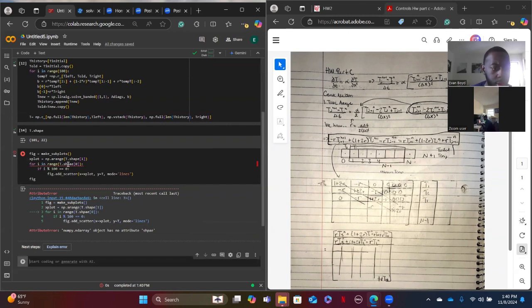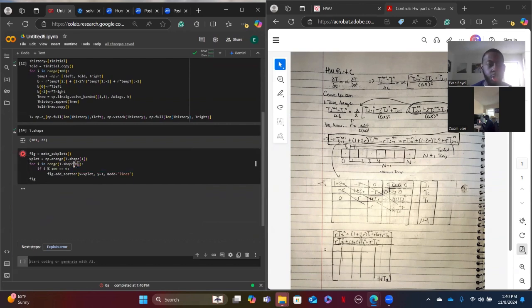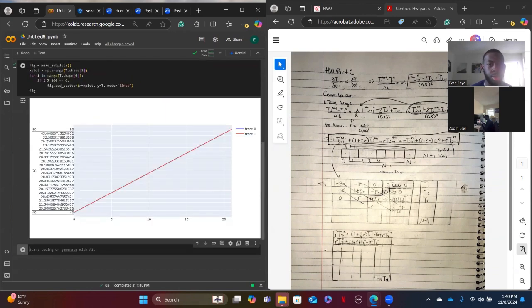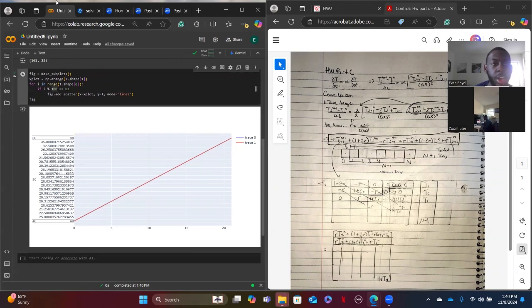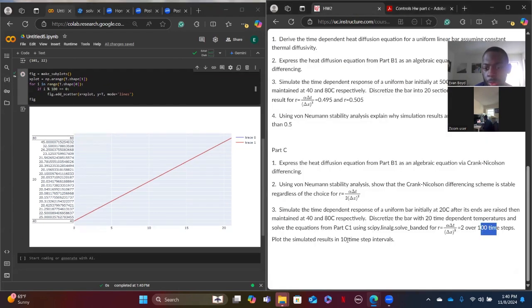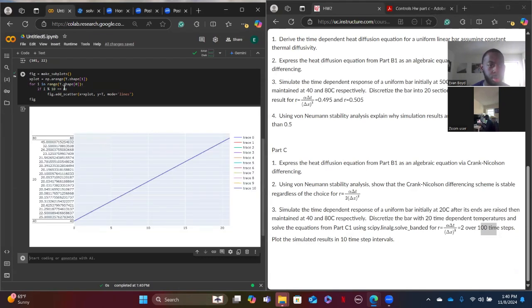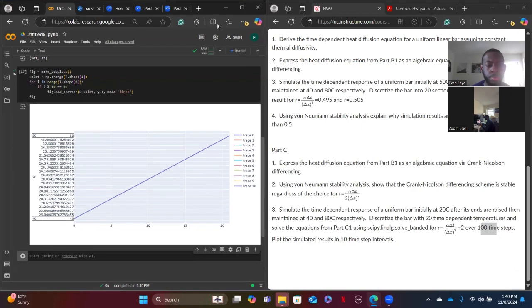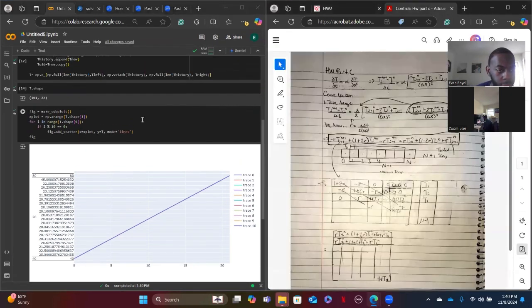NumPy, I spelled shape wrong again. Okay, let's try this again now. Okay, we have a graph. It's not correct though. Because, like we say in our statement, we need 10 step intervals, and that was only 1. So let's do 10 step intervals. Still not correct. Okay, let's see the problem here.